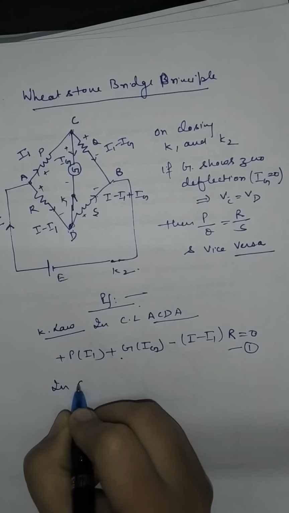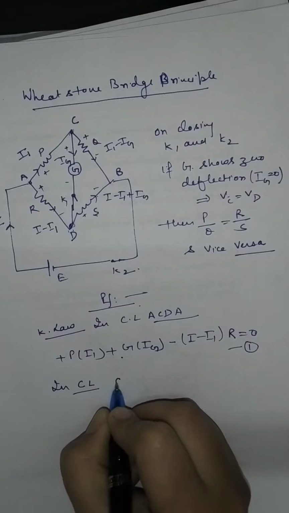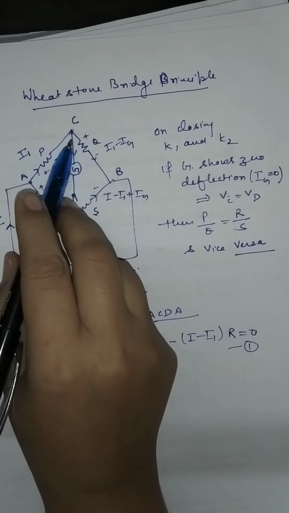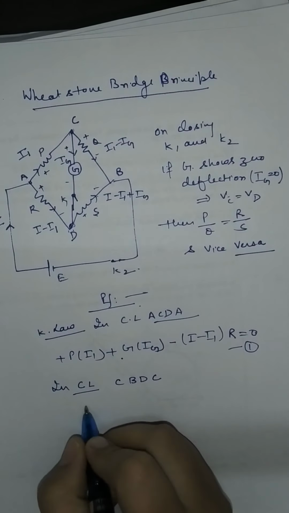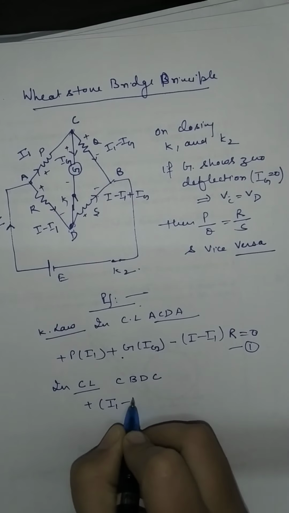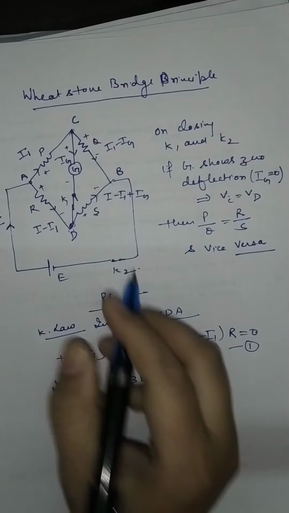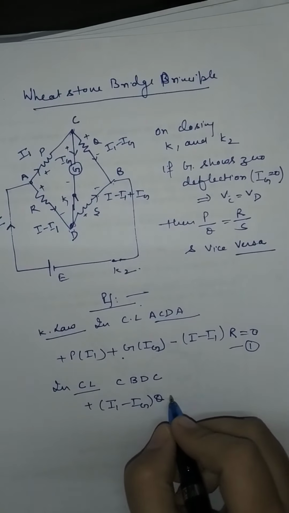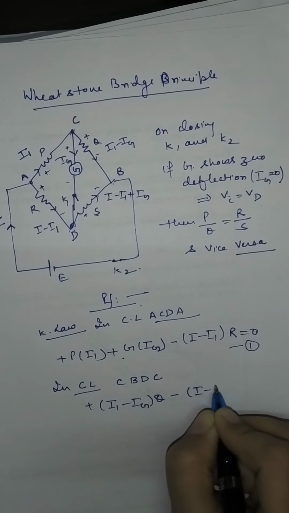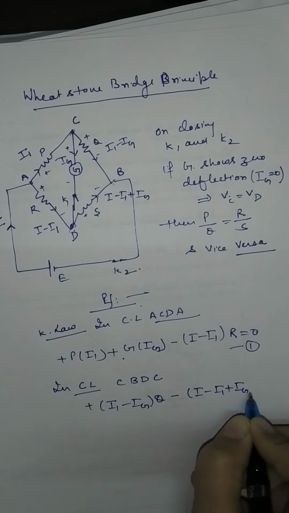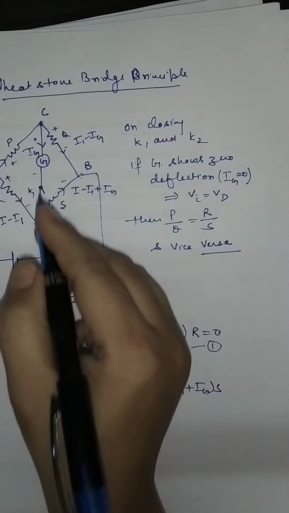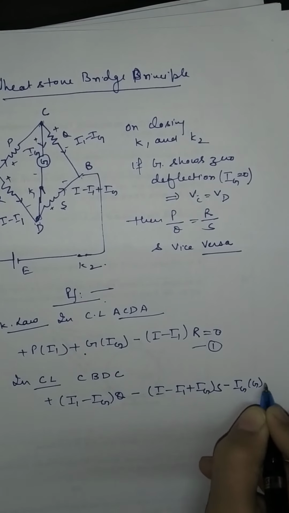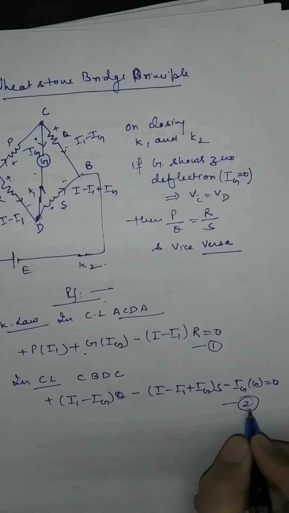Now I will take the closed loop CBDC. C to B चले, पहला क्या है, प्लस I1 माइनस IG इंटू Q, पोटेंशियल ड्रॉप अक्रॉस दिस C to B. B to D पहला साइन क्या है, माइनस I माइनस I1 प्लस IG इंटू S. D to C कौन सा है पहला साइन, माइनस IG इंटू G इक्वल टू 0. This is equation number 2.